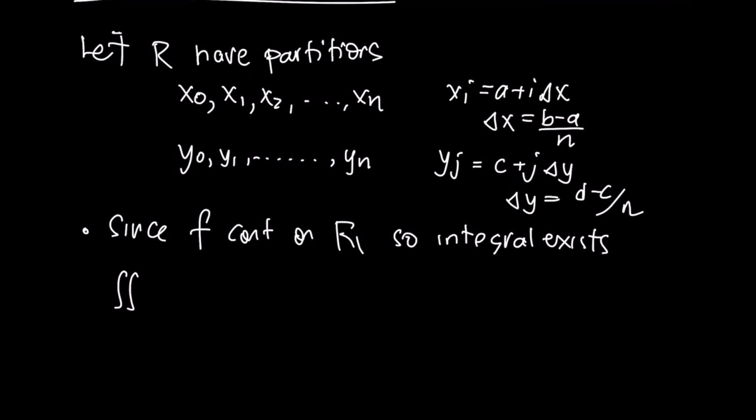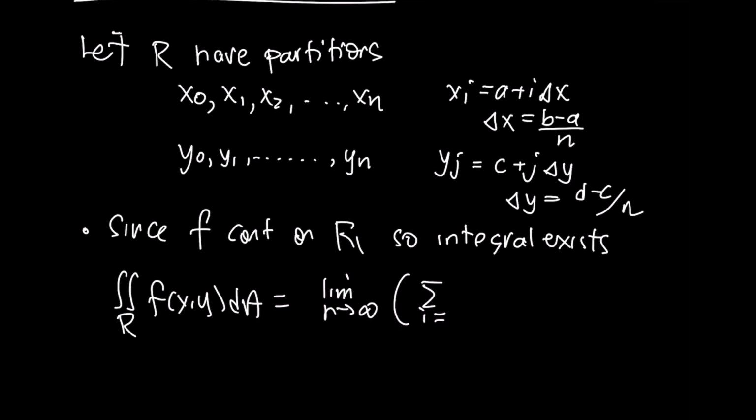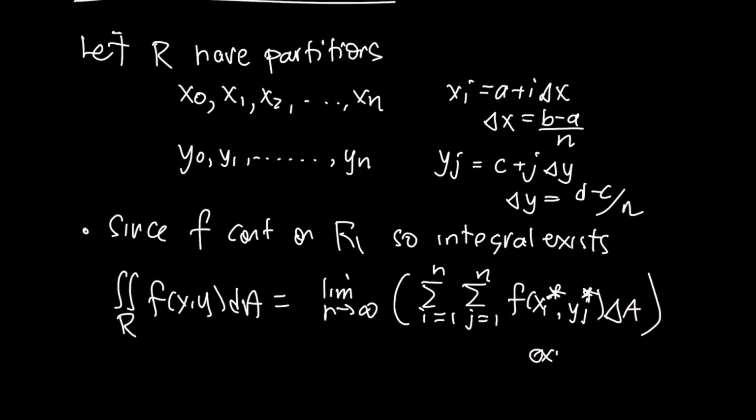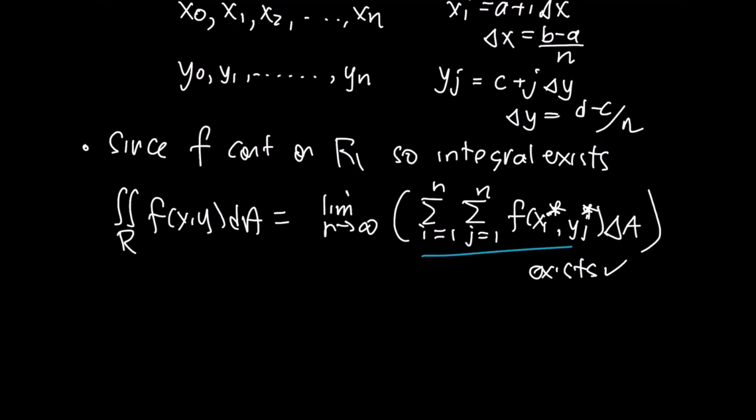And if the integral exists, that means this limit has to exist. This is the limit of a double Riemann sum, where I've got some f of xi star, yj star, times some area element delta A. And I know that this will exist. So my goal is going to be to try to construct this contribution in terms of an iterated integral.